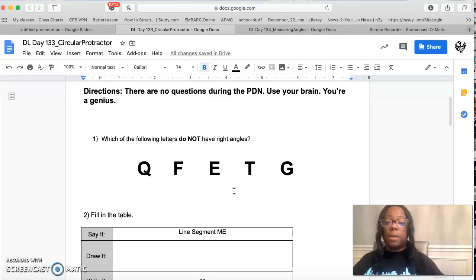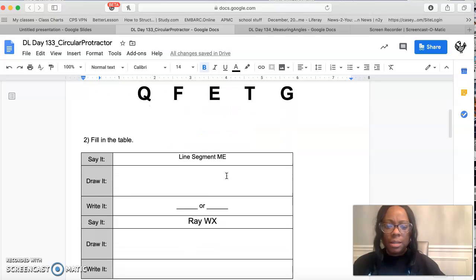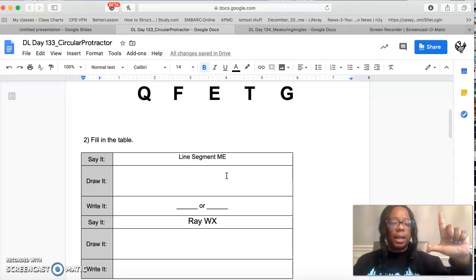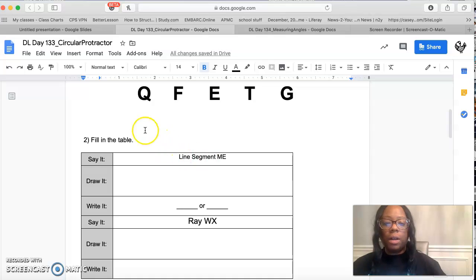Our first directions say there are no questions during PDN. We know that. We have to use our own brains because you are genius. Now, for number one, which of the following letters do not have right angles? Let's look at them closely. We know that a right angle is like an L or 7, but it's going straight up and down and straight over.